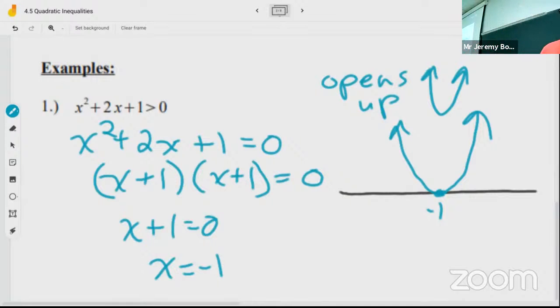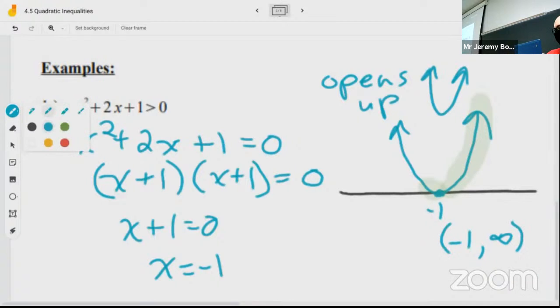So if we want to know where it's greater than 0, where is it above the x-axis? Where is that going to be? Close. So that's this right here, right? That's -1 to infinity. Would you include -1? No, because it's equal to 0 at -1, right?